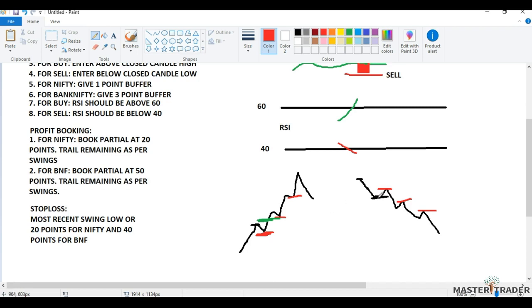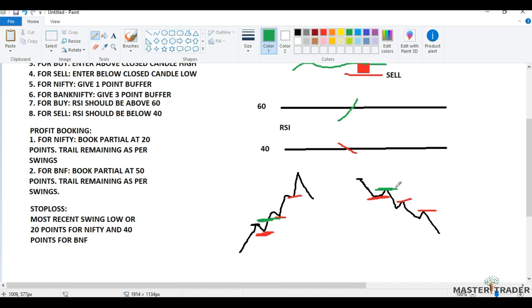Now for a sell setup, let's say I've shorted here, I've sold here. What will be my stop loss? The most recent swing high, this one. Let me change the colors. This will be my stop loss for a sell setup.